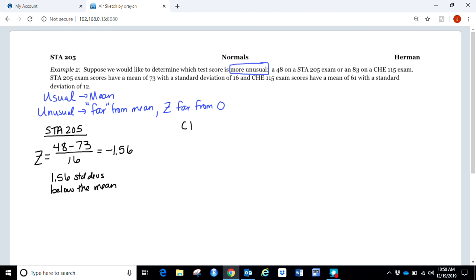Now let's look at the Chemistry 115 exam. Here we scored an 83. The mean score was a 61. And the standard deviation was a 12. This gives us a z-score of positive 1.83. So what this means here is that you were 1.83 standard deviations above the mean.